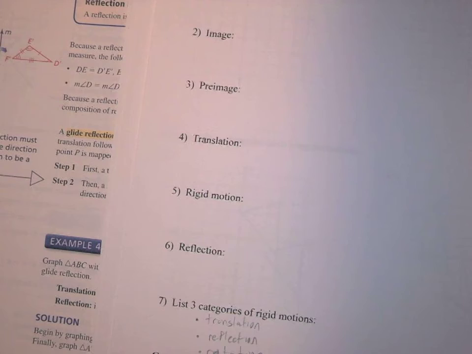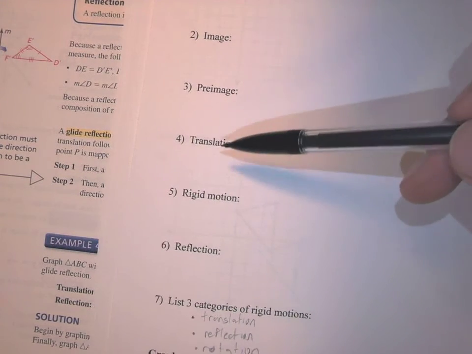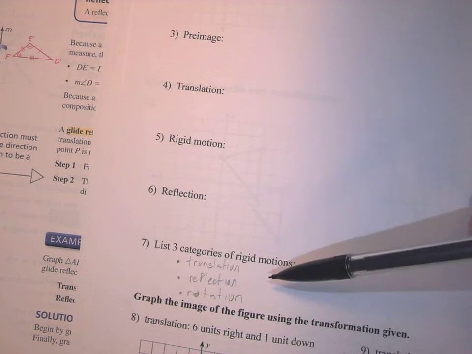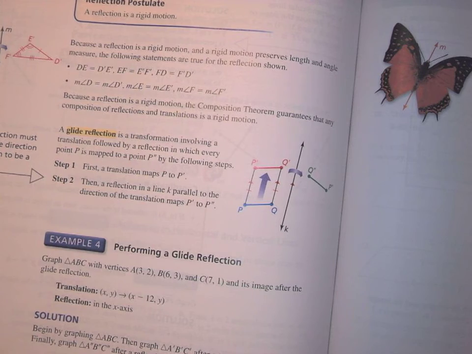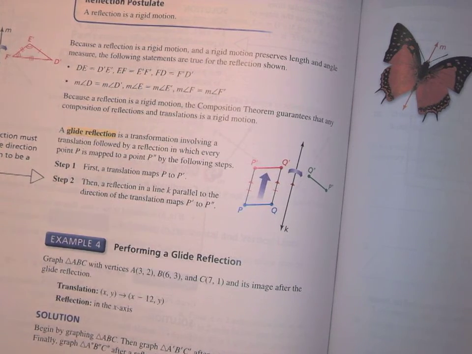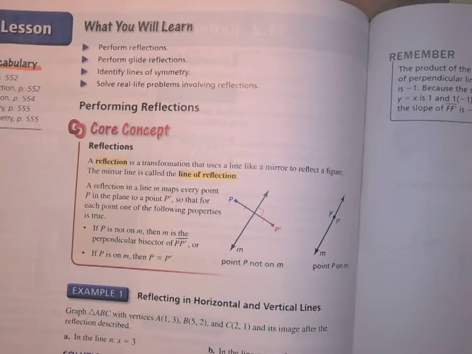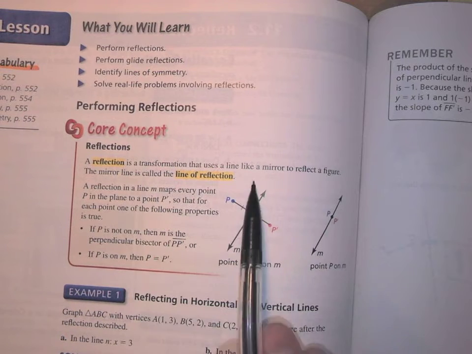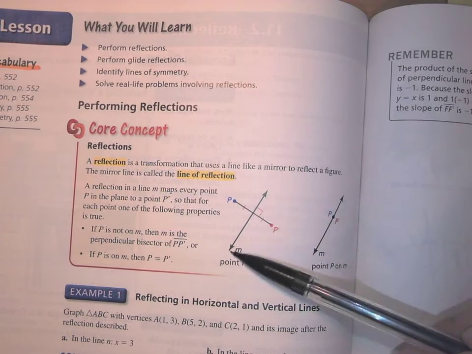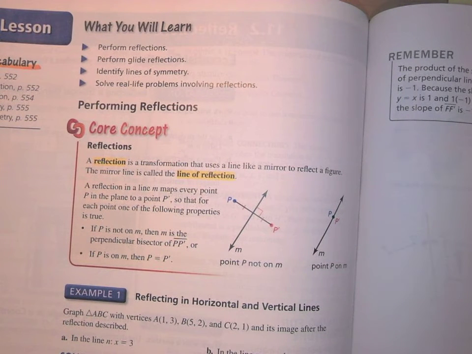Okay, so we've got transformation, image, pre-image, translation, rigid motion. We talked about the three categories. Let's talk about reflection real quick. Reflection is in 11.2, and a reflection is a transformation that uses a line, like a mirror, to reflect a figure, and the mirror is called a line of reflection.